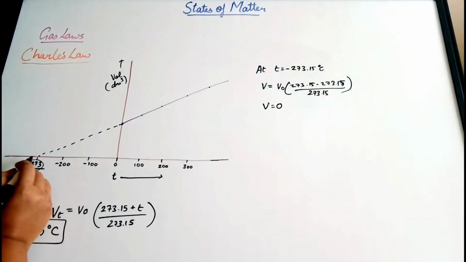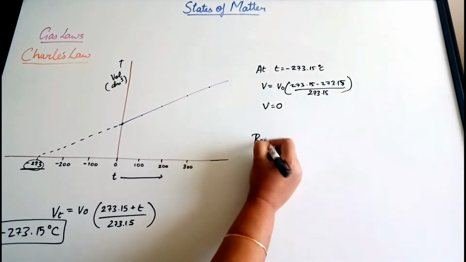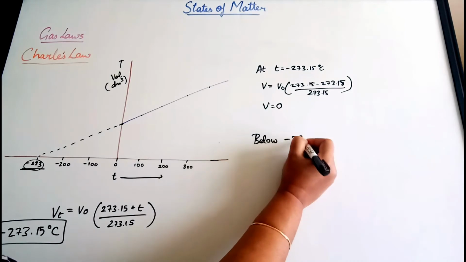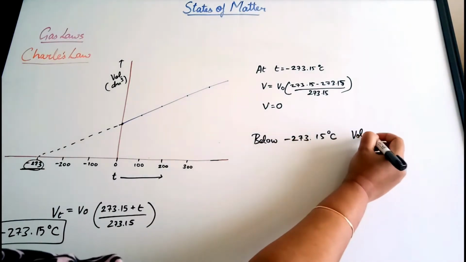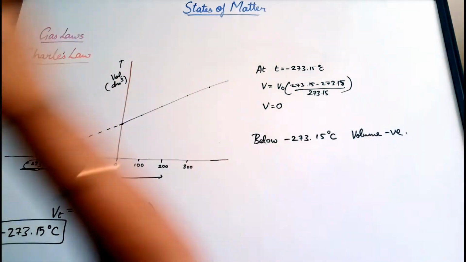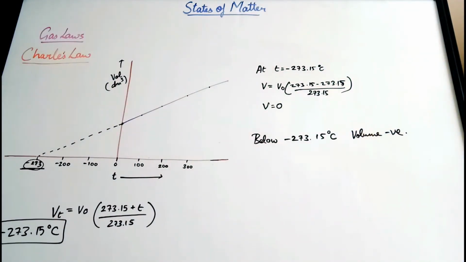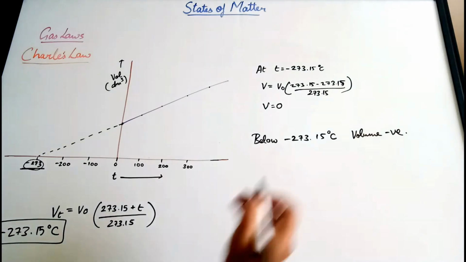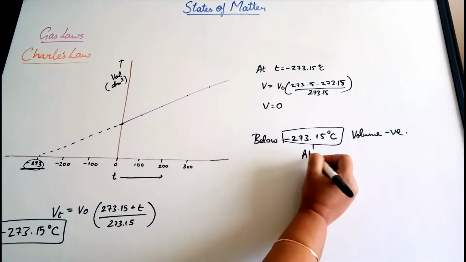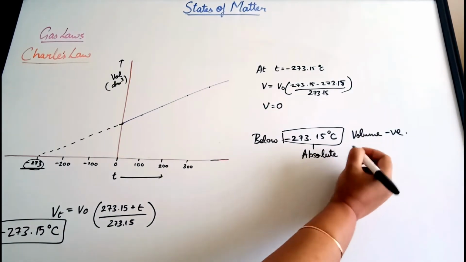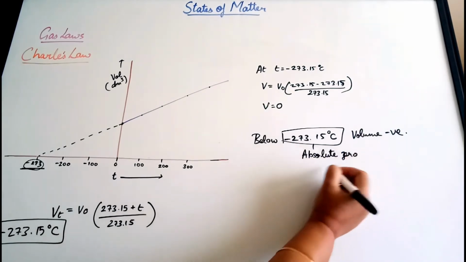Below this temperature, below minus 273.15 degrees Celsius, volume becomes negative. And volume cannot be negative. You can't have a negative volume, right? So that temperature is called absolute zero temperature. This lowest possible temperature is called absolute zero temperature.